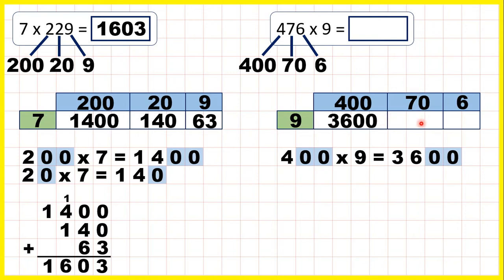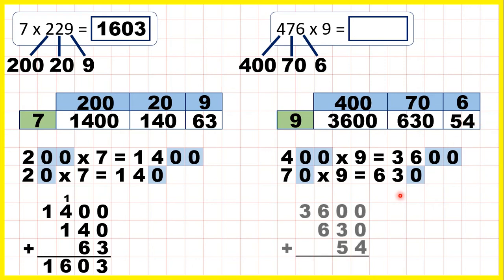On to the next box, we have 70 times 9. That's 630, because 7 times 9 is 63. If there's 1 end zero in the question, there's 1 end zero in the answer. And now for this last box, we have 6 times 9, which is 54. So we can add up our answers.